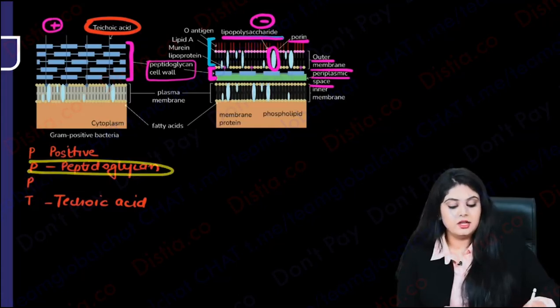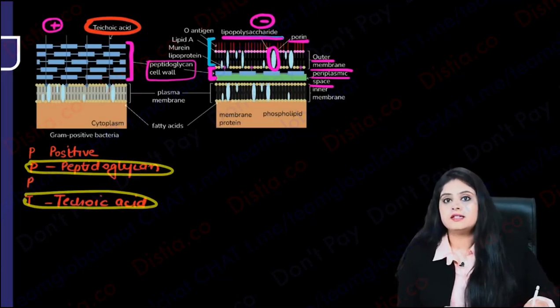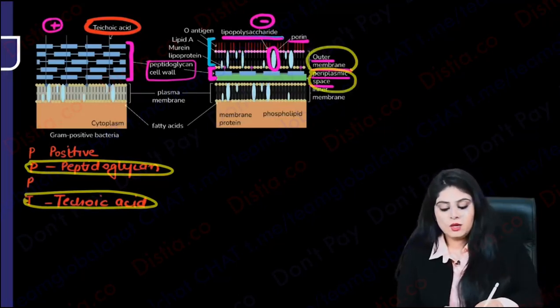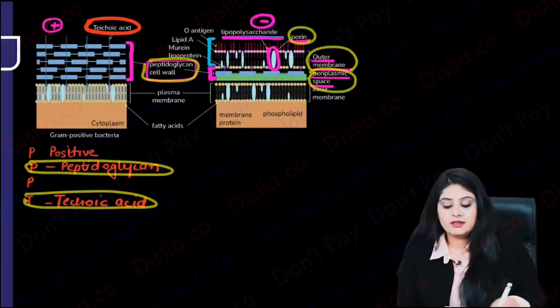You will say it has a lot of peptidoglycan and it has teichoic acid for attachment. Rest everything else goes to gram negative. So if they ask you where is the periplasmic space, where is the outer membrane, where are porins, all of it is in the gram negative. Peptidoglycan is not there. Instead, it has lots of lipopolysaccharides.